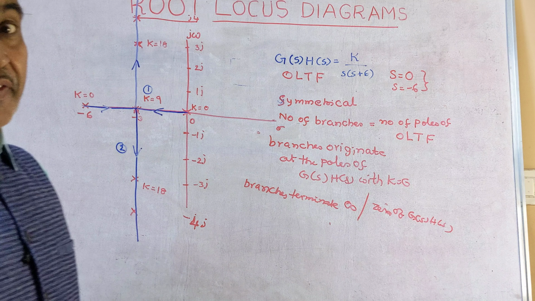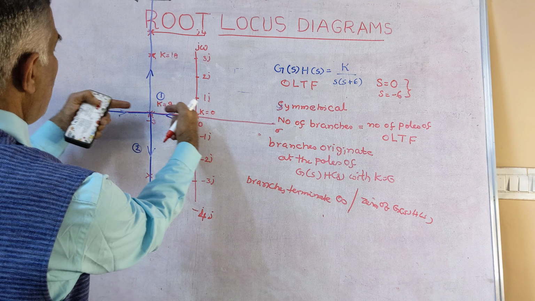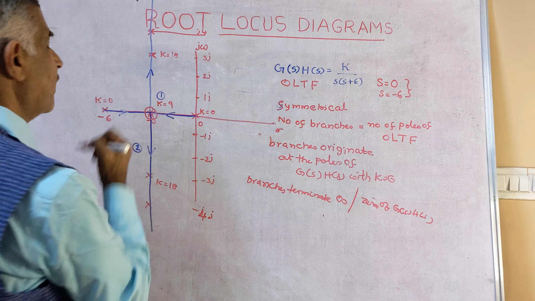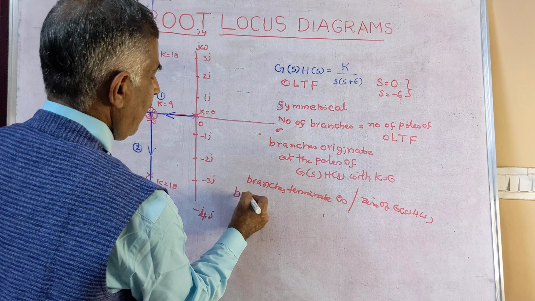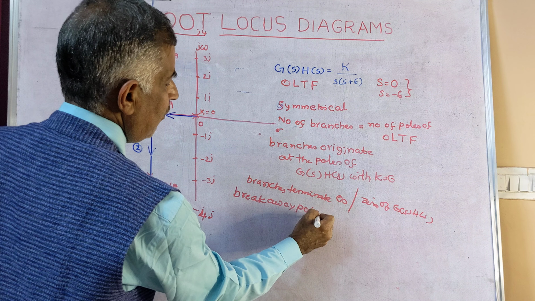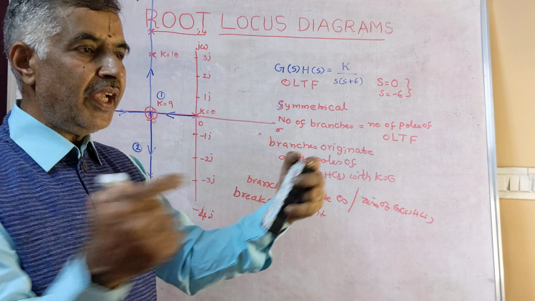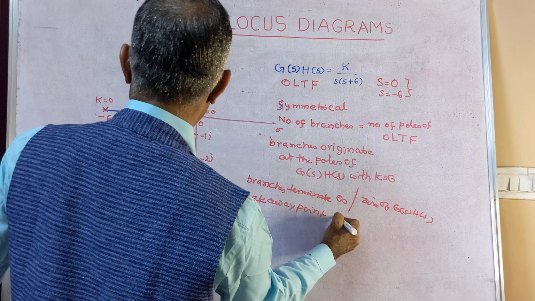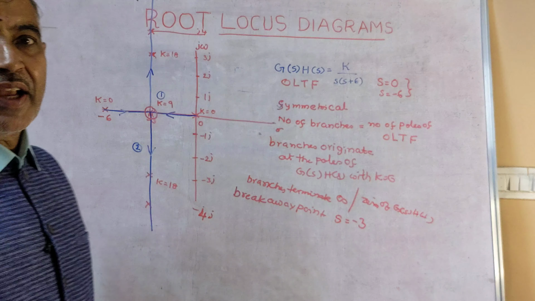Next observation is that these two are meeting and then separating. There must be some significance for this point. This point later we are going to call the breakaway point. What do you mean by breakaway point? Breakaway point means the branches meet and then separate. Therefore, s equal to minus 3 is what is called the breakaway point.